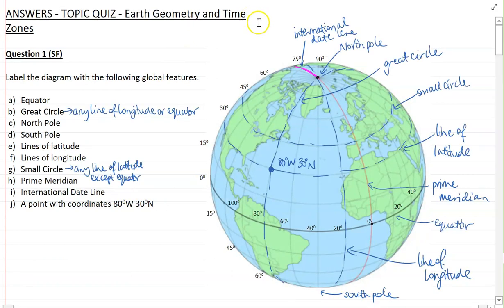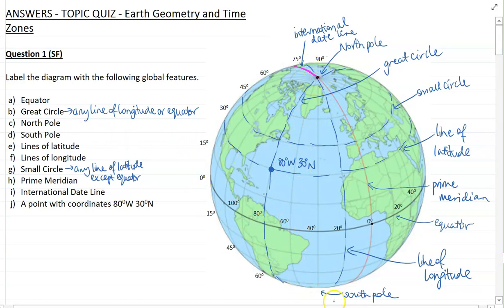Okay, hopefully your answers look similar to mine. If you picked different examples, that's okay, as long as they're the same type of feature on the globe. So the equator, you can't have a different answer to what I would. Great circle is just you picking any line of longitude or the equator. So remember, great circles are a circumference around the whole Earth, and any of these lines of longitude or the equator is an example of that.